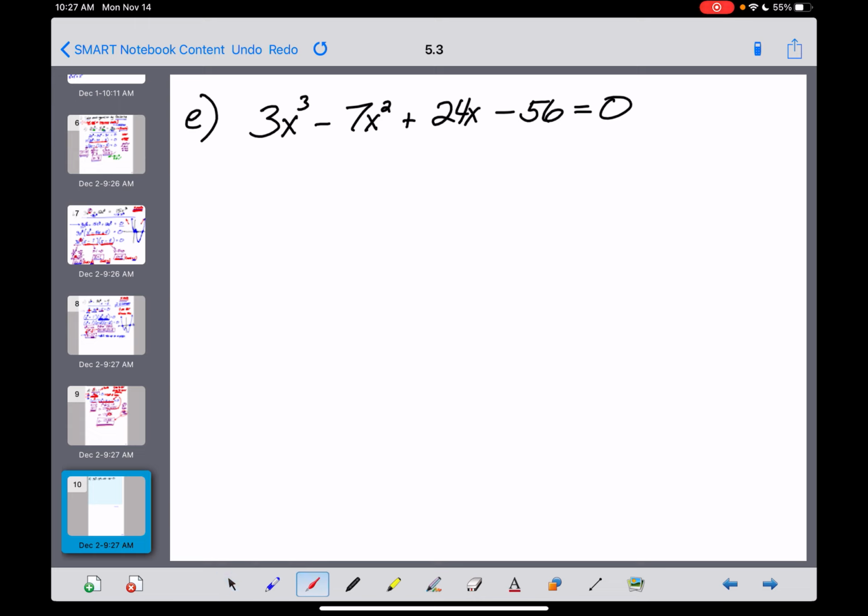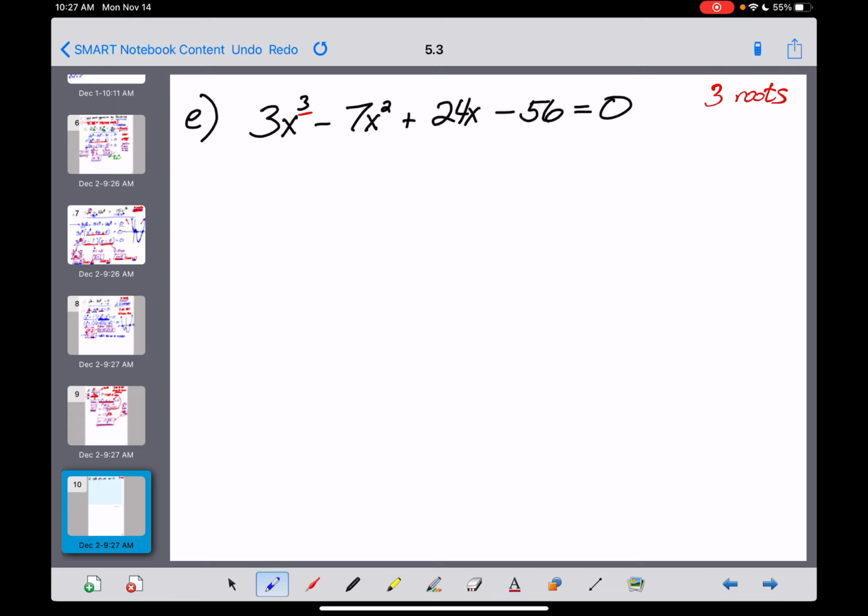First thing I want you to notice, what's our degree? 3 right here. This is a cubic polynomial, so we should end up with a grand total of 3 roots. But we really don't know how many of them are going to be real, how many of them are going to be imaginary. Well, I kind of know. You guys will learn some of this stuff later on. Step number 1, is there a GCF we can pull out?